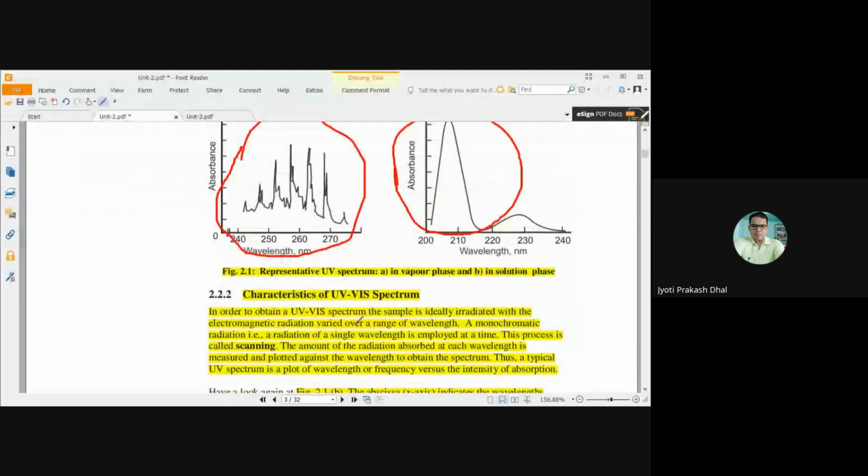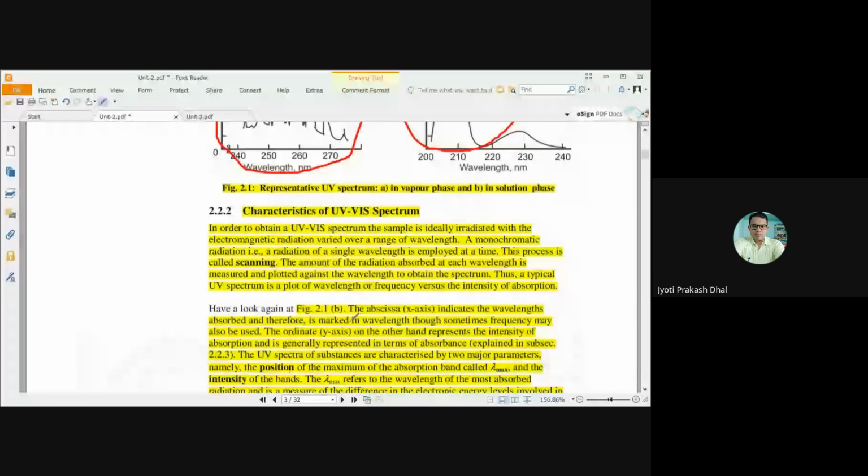Now coming to the characteristics of UV visible spectrum. In order to obtain a UV visible spectrum, the sample is ideally irradiated with electromagnetic radiation varied over a range of wavelength. A monochromatic radiation, that is a radiation of single wavelength, is employed at a time. This process is called scanning.